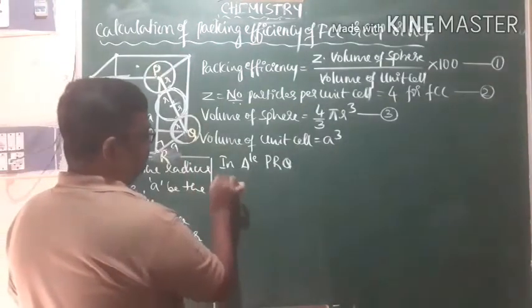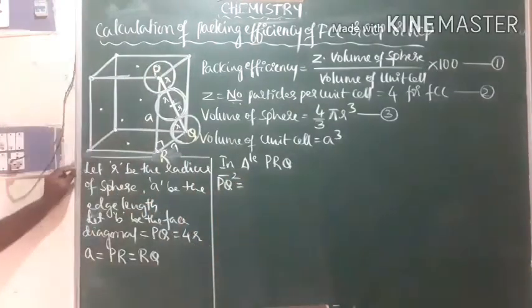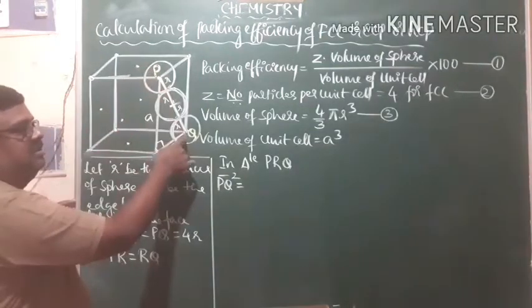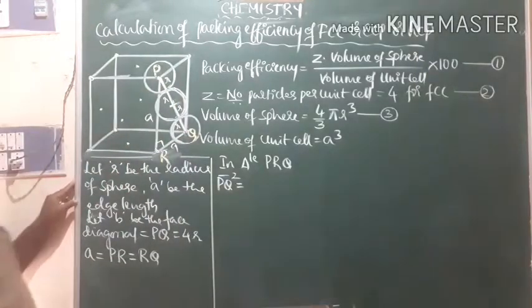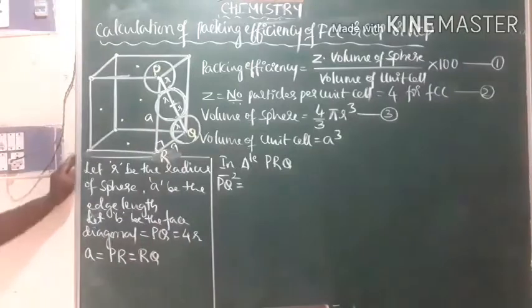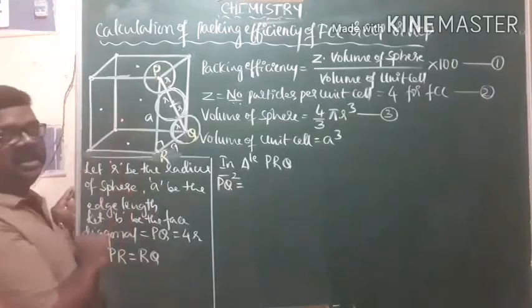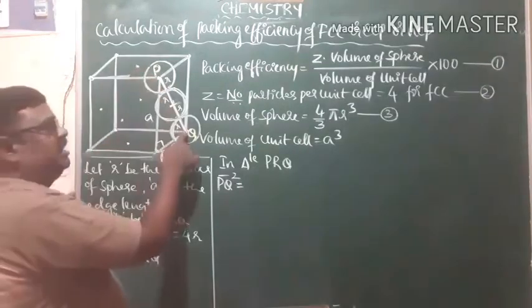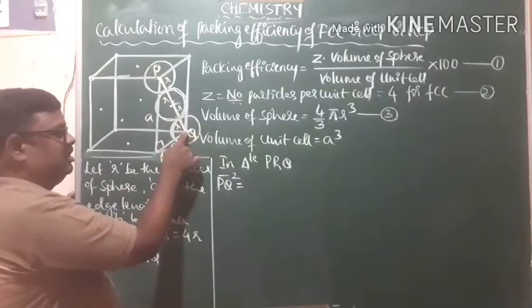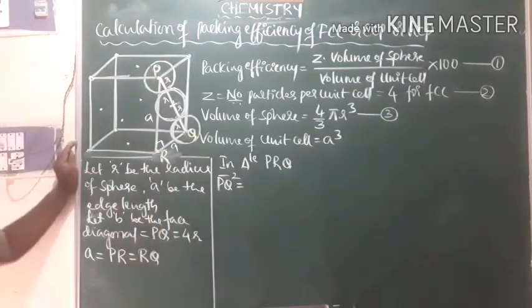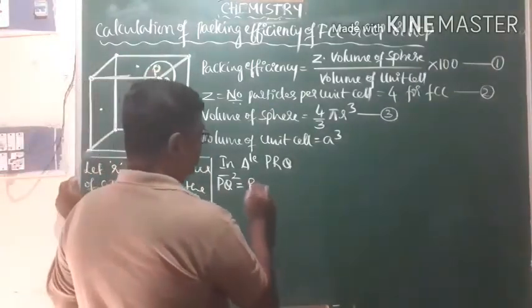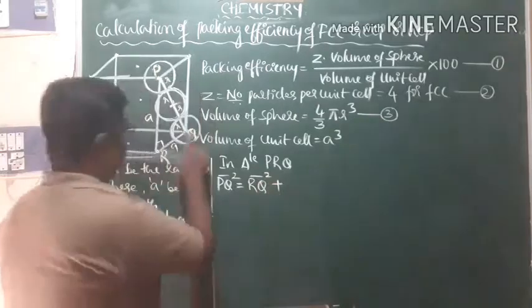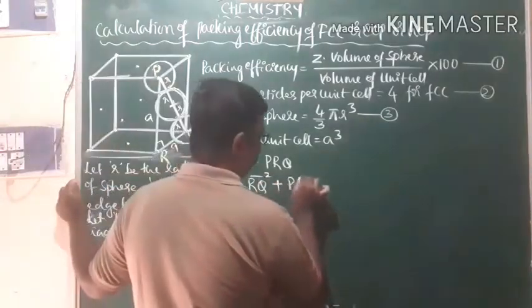The hypotenuse is PQ. According to the Pythagoras theorem, the square of the hypotenuse is equal to the sum of the squares of the remaining sides of the right angle triangle. That is, PQ square is equal to RQ square plus PR square.